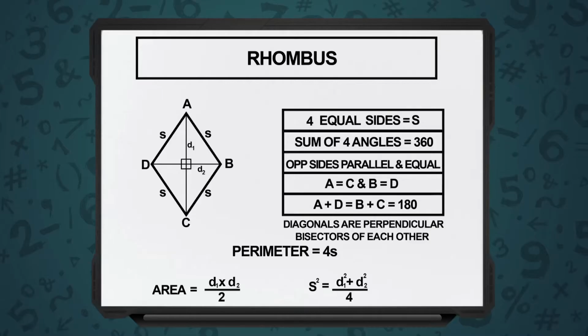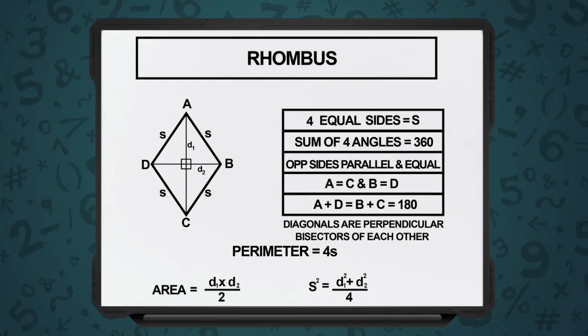As far as area of a rhombus is concerned, the diagonals come into picture. Let us say the lengths of the diagonals are D1 and D2. I am using D1 and D2 to specify diagonal 1, diagonal 2, diagonal starts with a D, that's why I have used D. So area of a rhombus is equal to D1 D2 divided by 2. It's basically the product of the diagonals divided by 2.